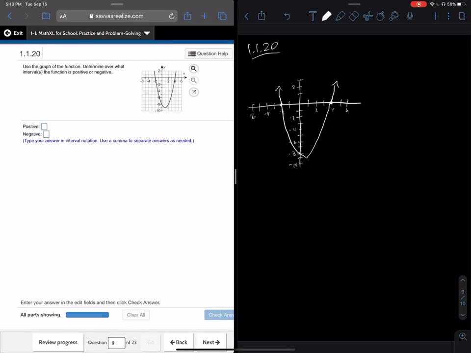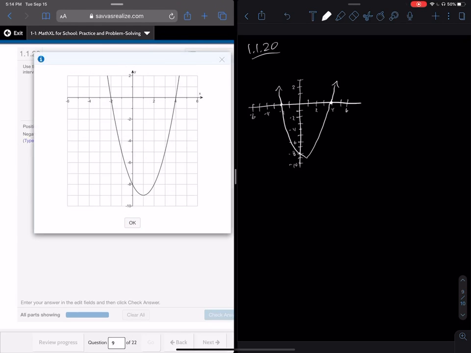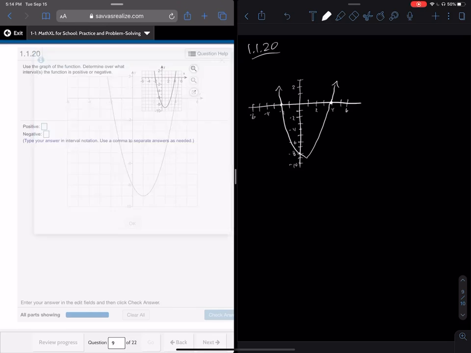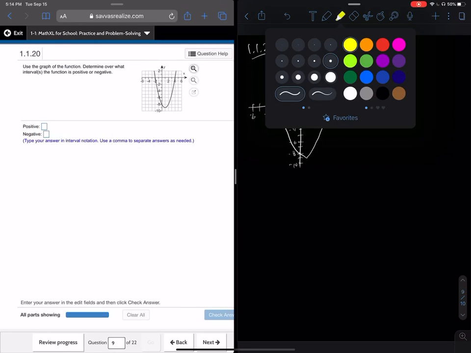Here we're looking at problem 1.1.20, and they're giving us a graph of a function, and we're told to determine over what interval or intervals the function is positive or negative. So you can zoom in on this graph a little bit better, but I drew my own little quick sketch off on the right here. So we want to know when it is positive and when it is negative.